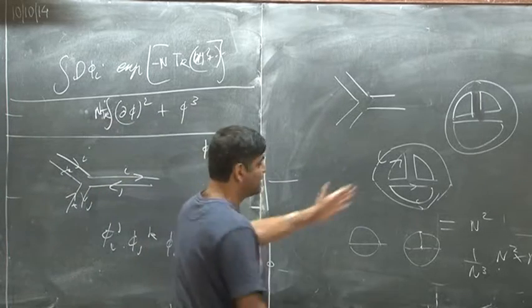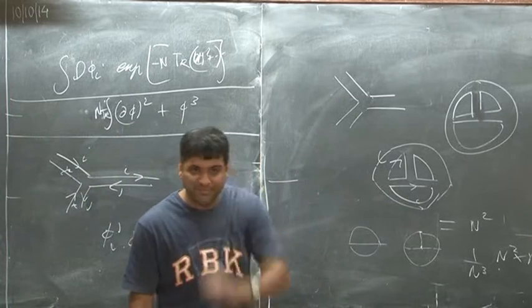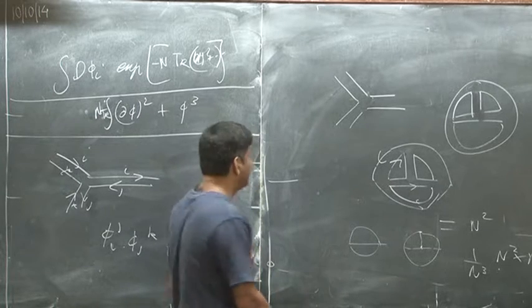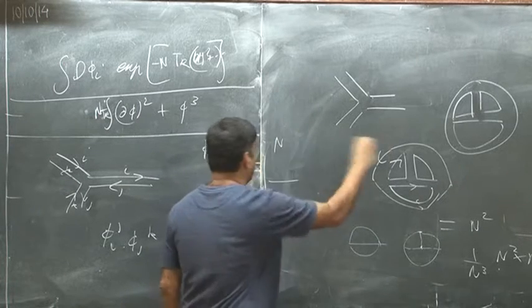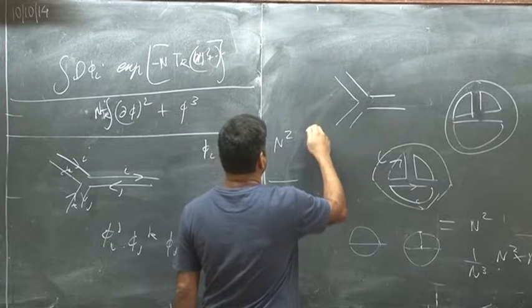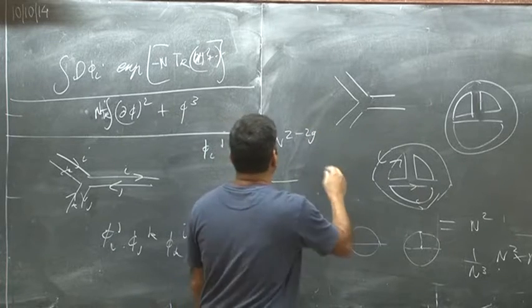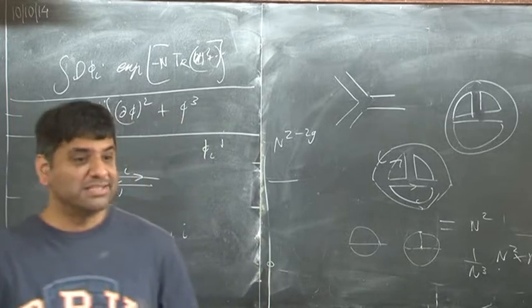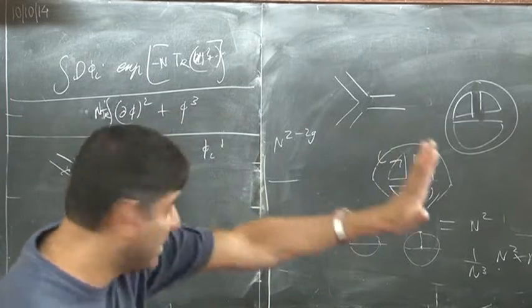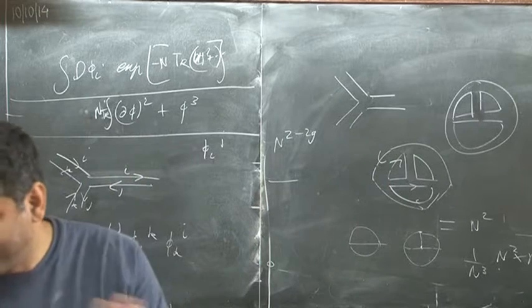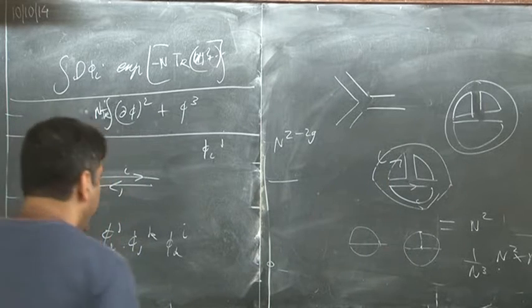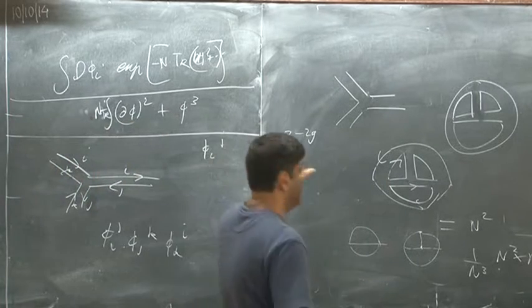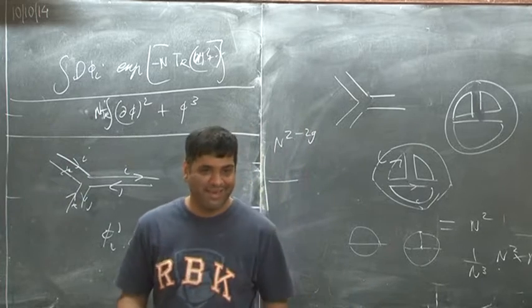And a beautiful result, which we will show you in the next class, is that the power of n for such diagrams is n to the power 2 minus 2g. The g is the genus. The sphere has g equal to 0, so these planar graphs that we were looking at are a particular case. The torus, which has genus 1, will have n to the power 0.